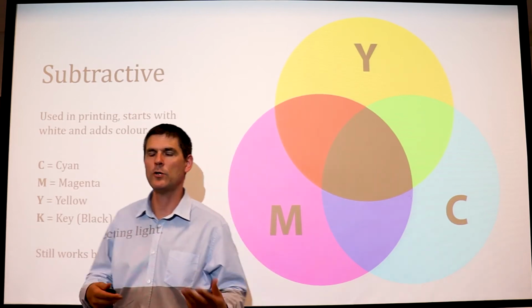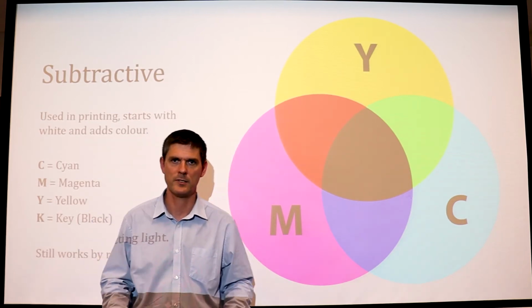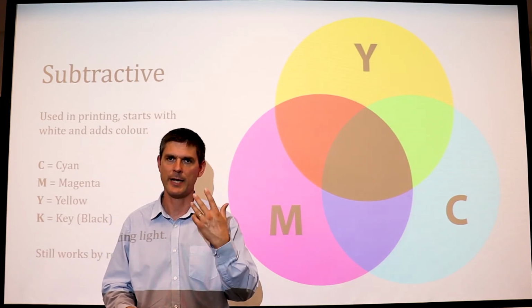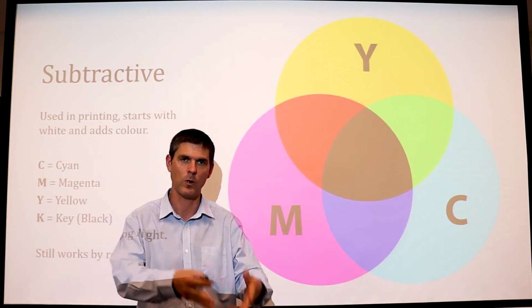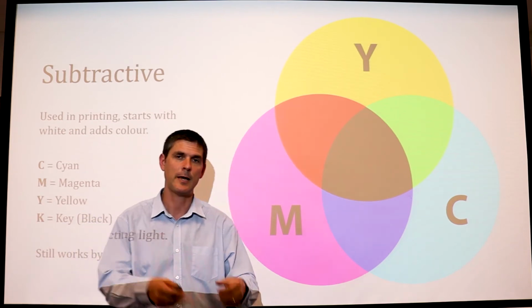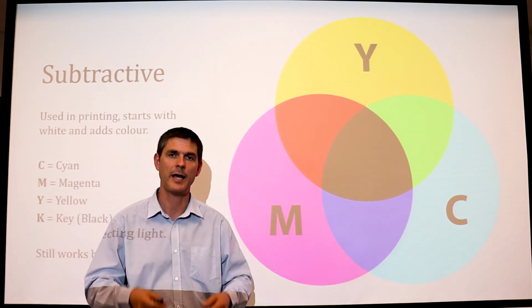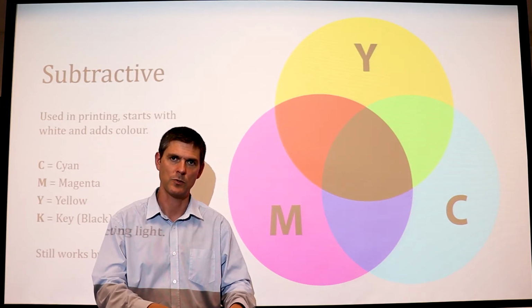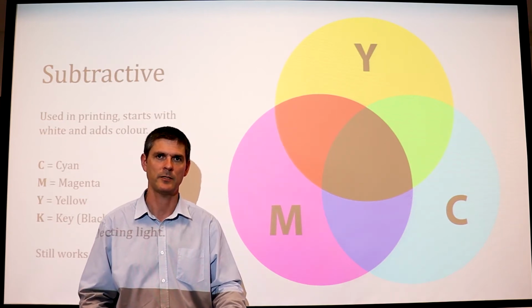It's still, ultimately, when you look at that, it still all works the same. Light is being reflected back into your eye, and if white light is being reflected onto a blue colour on a page, all that's happening is the blue's being reflected back at you and the other colours are being absorbed, and that's why you see that particular shade of blue.